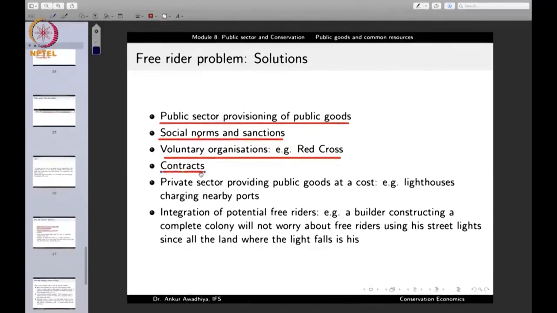Or we can have contracts, or we can have the private sector providing the goods at a cost, such as lighthouses charging nearby ports. Now, in this case, the lighthouses used to provide direction and used to give a signal to the boats or the ships that there is a port nearby.